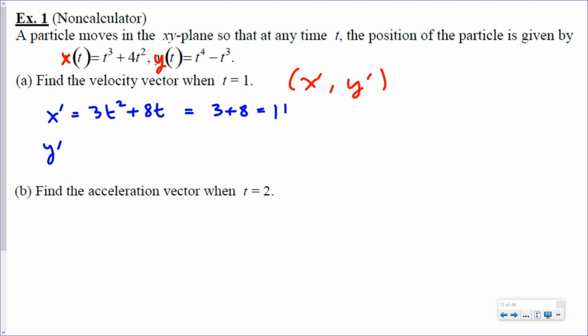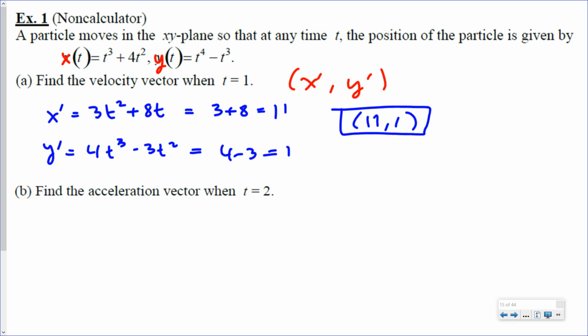Okay, let's do y prime. Y prime is going to be the derivative of your y, which is 4t cubed minus 3t squared. I actually don't want it in the form of t. I want t to be 1. So this will be 4 minus 3, which is 1. They want the vector, so the vector is going to be 11, comma 1. Is everybody good so far?